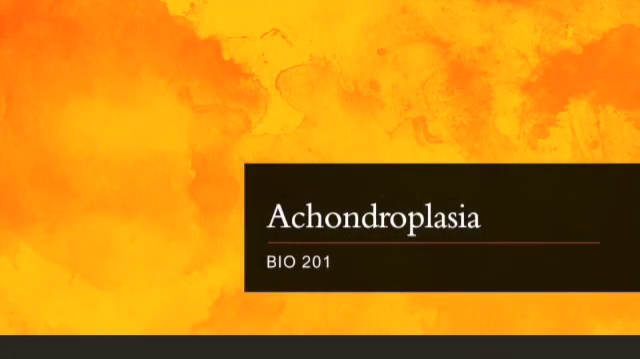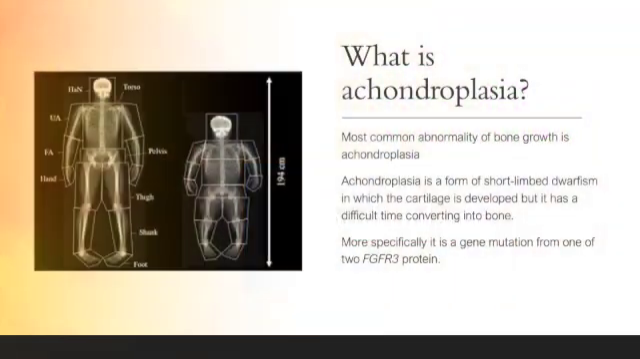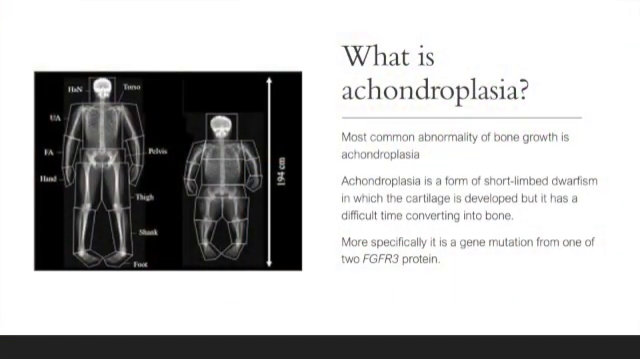FGFR3 proteins. In the image on the left, we can see two individuals under X-ray. And the one on the right is that of a person with achondroplasia. We can see the ratio from the limbs to the torso is very different from a person that would not have achondroplasia. They're much shorter in comparison.